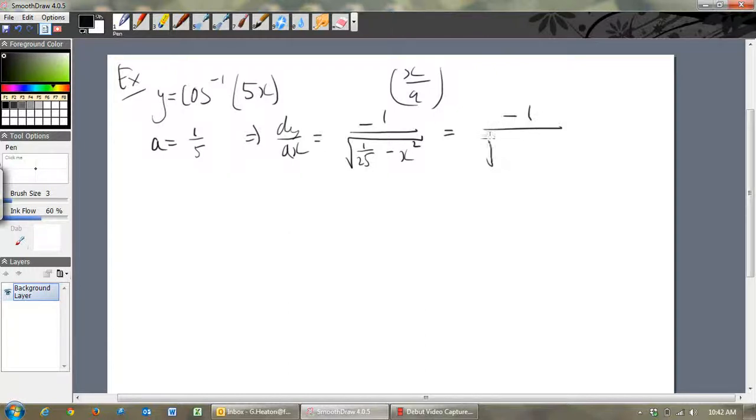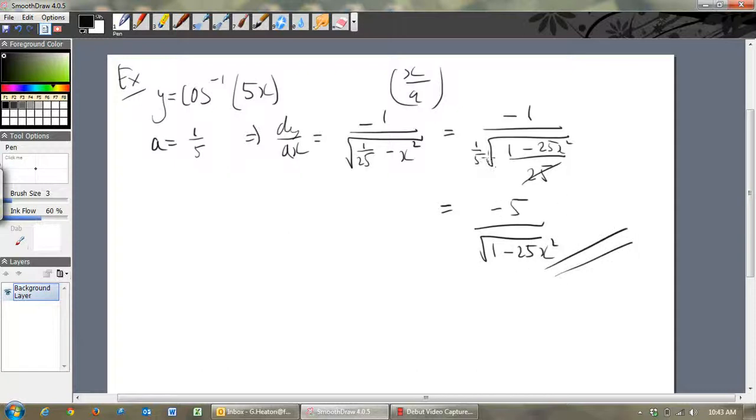So let's put that all over 25, so it'll be 1 minus, we're going to put it over 25, so 1 times that by 25x squared. Let's take this 25 outside of here, and you get 1/5 outside the front if I get rid of that 25. And that 1/5 will just go to the top line as -5 over the square root of 1 minus 25x squared. Okay, so there's your answer there.